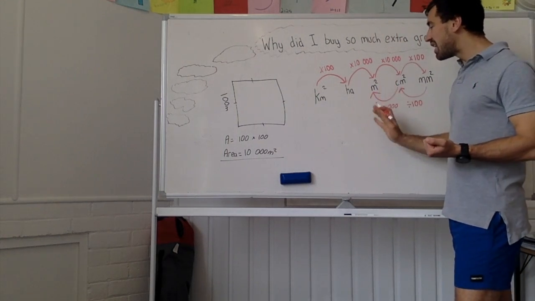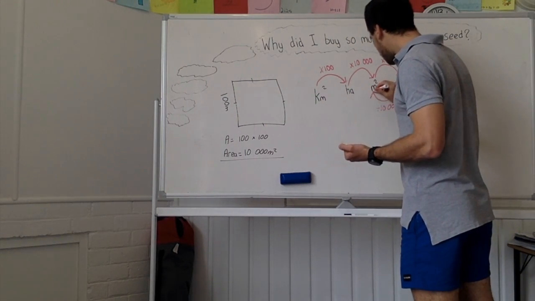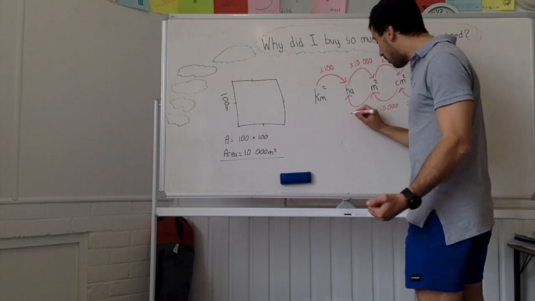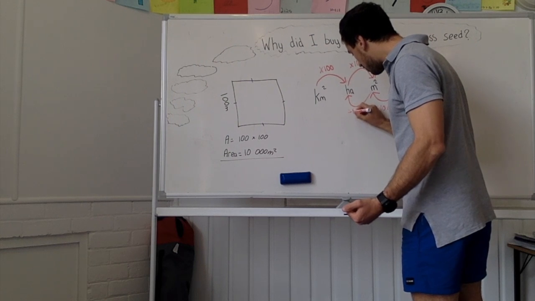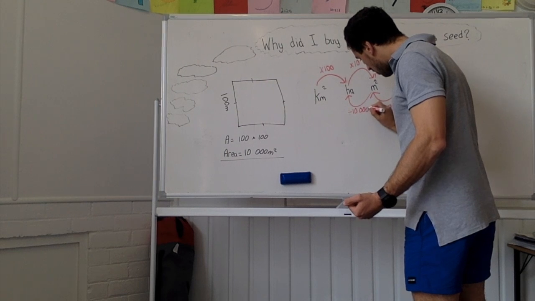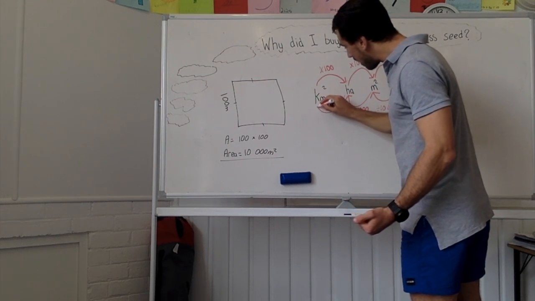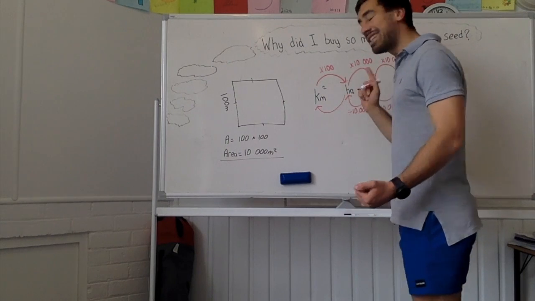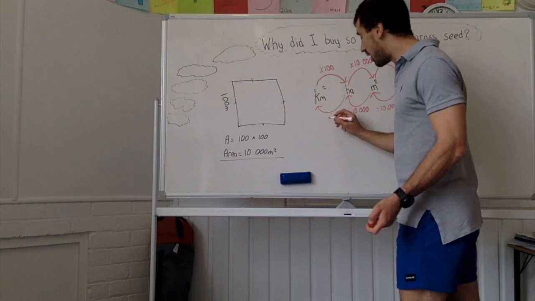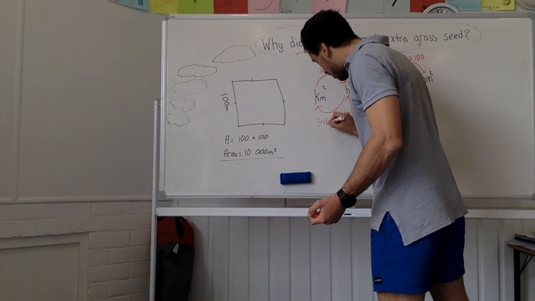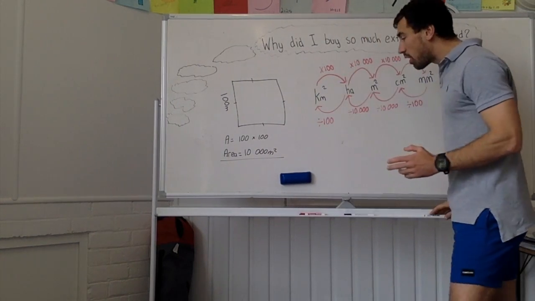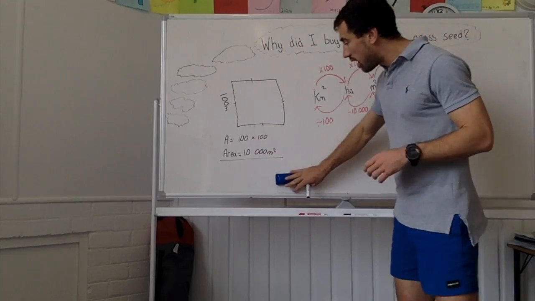Now, metres squared to hectares. Here, we are dividing by 10,000. Perfect. And our final example, hectares through to kilometres squared. We're not multiplying by 100, we are dividing by 100.